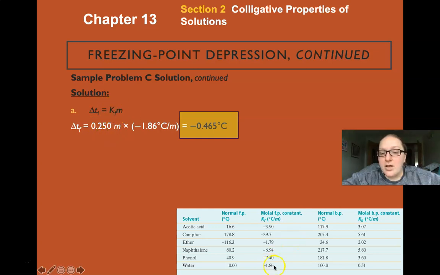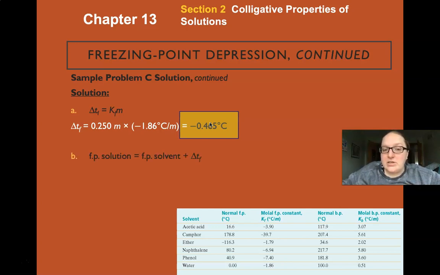And from the table, the freezing point constant is going to be negative 1.86. So we are going to keep the negative number and we are going to multiply that times the 0.25. Then we get this negative 0.465 degrees Celsius. So that's the answer to part A, is just what the delta T is. The change in the freezing point is going to be the freezing point depression.